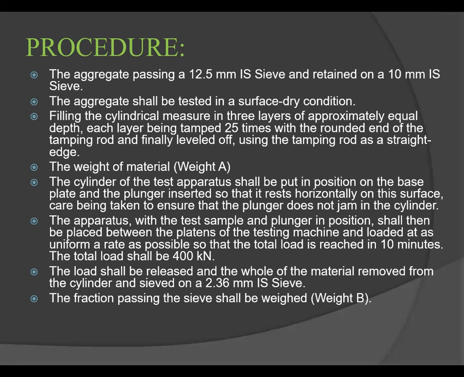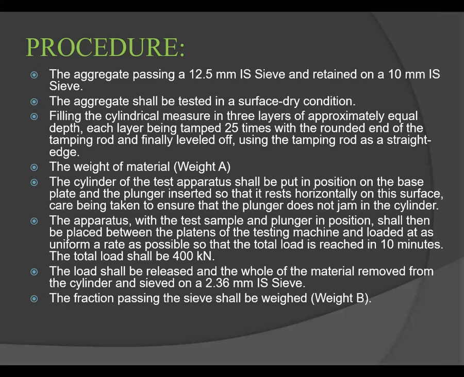After that, the apparatus with the test sample and the plunger in position shall be placed between the platens of the testing machine and loaded at as uniform a rate as possible so that the total load is reached in 10 minutes. The total load shall be 400 kilonewton. Then the load shall be released and the whole of the material removed from the cylinder and sieved through a 2.36 mm IS sieve, and the fraction passing the sieve shall be weighed, that is weight B.